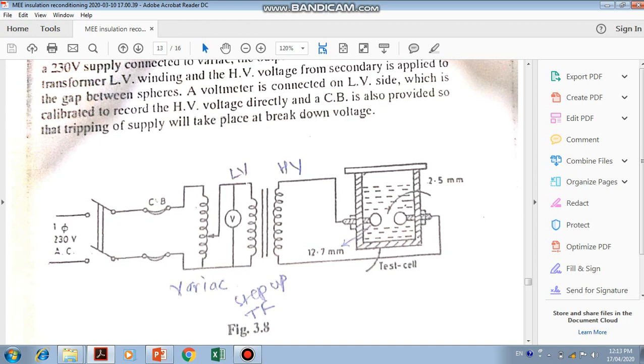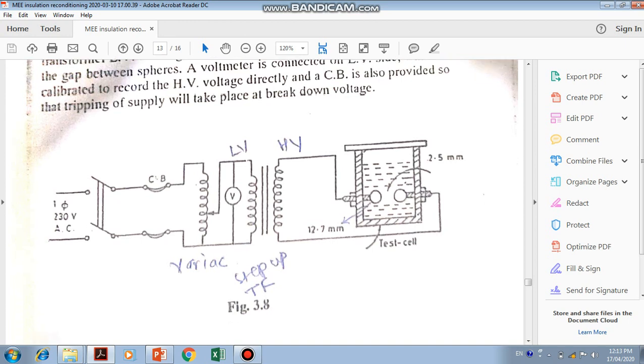Now start the supply and increase the dimmerstat, rotate the dimmerstat such that the voltage across these two spheres increases. Now note down this voltage. This is the calibrated voltage which is measured on the high voltage side. A very sensitive voltmeter is connected. By increasing this dimmerstat, we increase the voltage across the high voltage side.